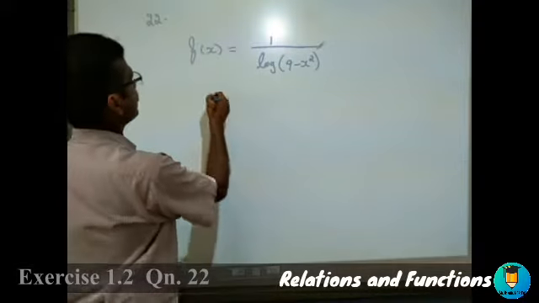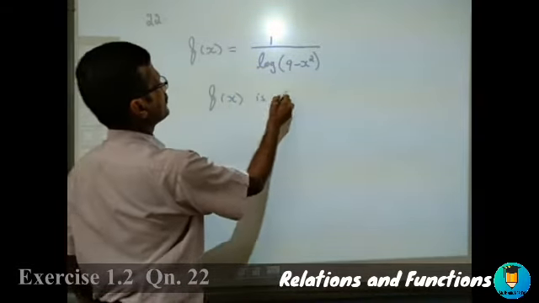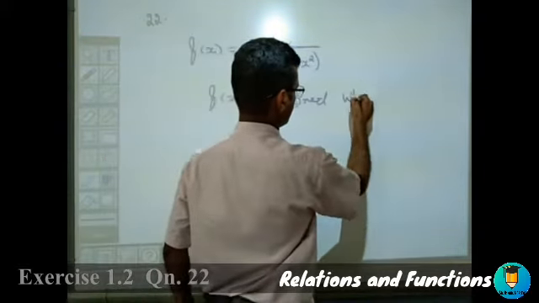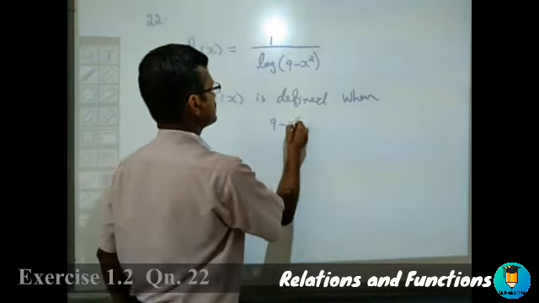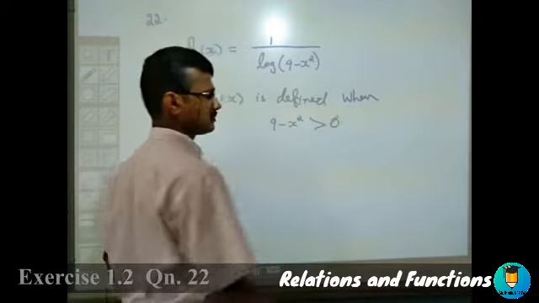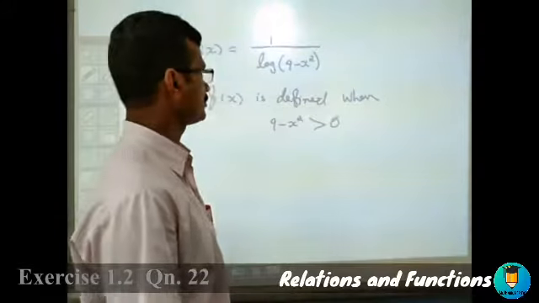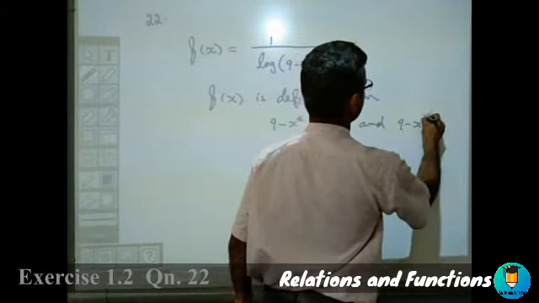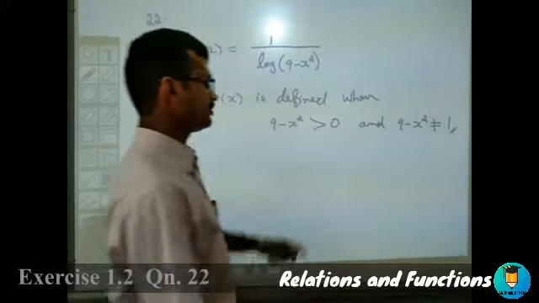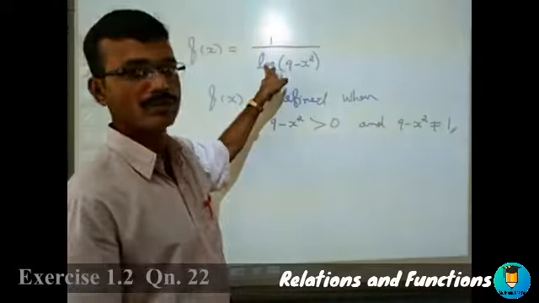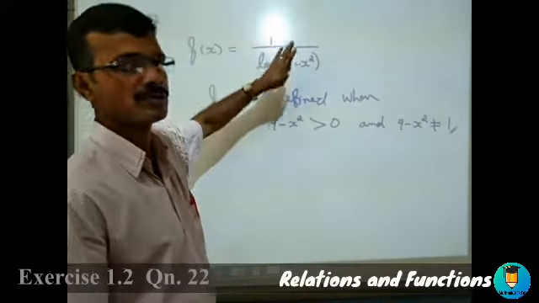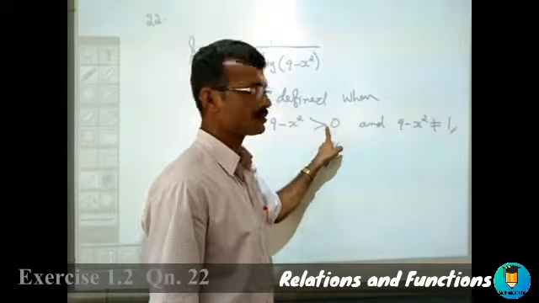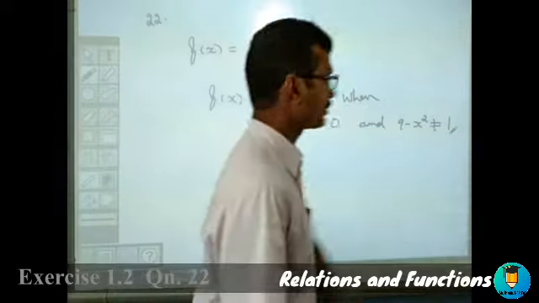So here we can say f(x) is defined when 9 minus x² is greater than 0, it must be a positive number, and 9 minus x² is not equal to 1. If 9 minus x² is equal to 1, I told you this becomes log 1, which is 0, and 1 by 0 is not defined. So f(x) is defined when 9 minus x² is greater than 0 and 9 minus x² is not equal to 1.